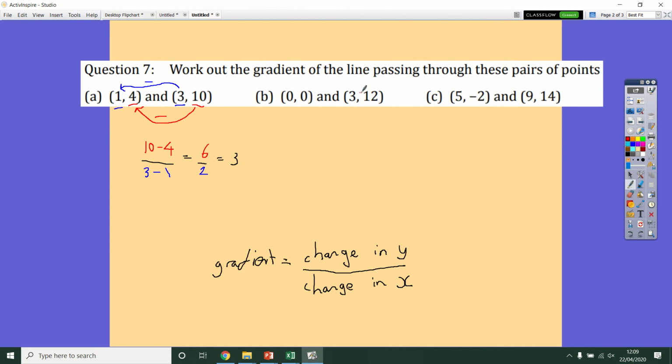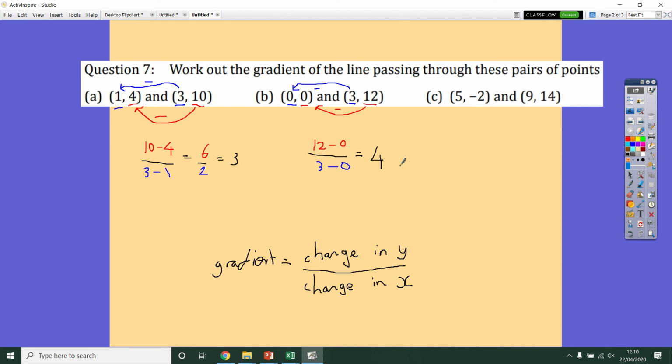Let's do the same for the second and third one. So again, we can look at the change in the y. That's these two numbers. And again, I'm going to subtract this way, right to left, because that makes it easy if I do a big number minus a small number. So then 12 minus 0 on the top. Change in x on the bottom, that's 3 take away 0. Again, I'm going to subtract in the same direction as I did it over here. And then 12 minus 0 is just 12, 3 minus 0 is just 3, 12 divided by 3 makes 4. So the gradient's 4.